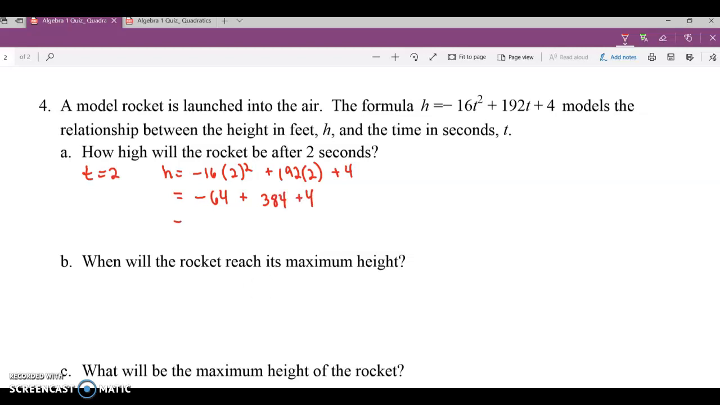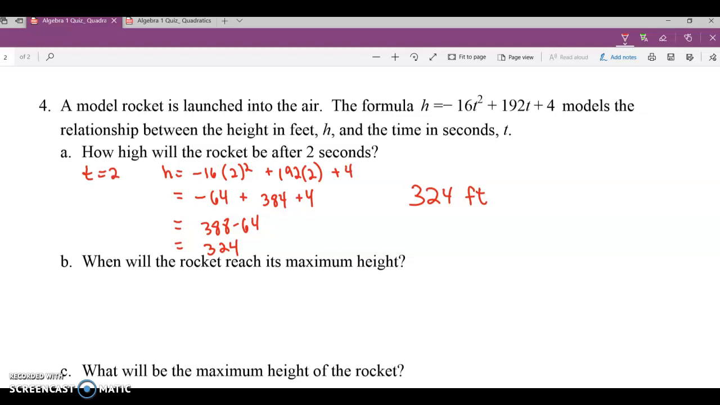I've got to do a little bit of arithmetic here. That'll be 388 minus 64. That's 324, I believe. So in 2 seconds, it'll be 324 feet high. When will it reach its maximum height?